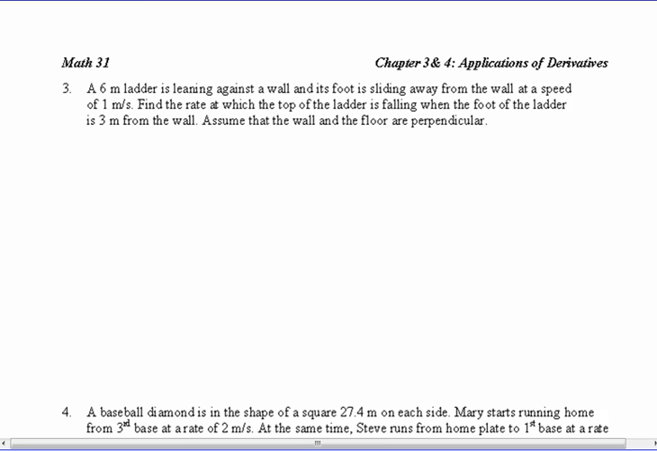Okay, a 6-meter ladder is leaning against a wall, and its foot is sliding away from the wall at a speed of 1 meters per second. We're making an assumption about our wall. What's the assumption we always make about walls? A 90-degree angle, yeah. We're always making that assumption.